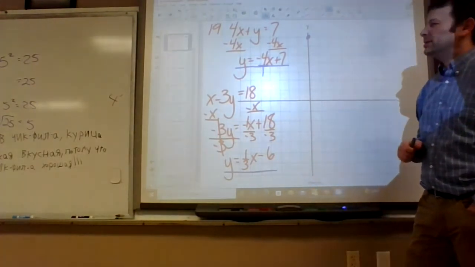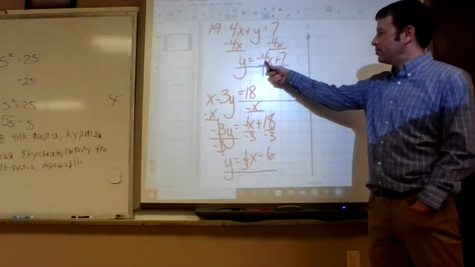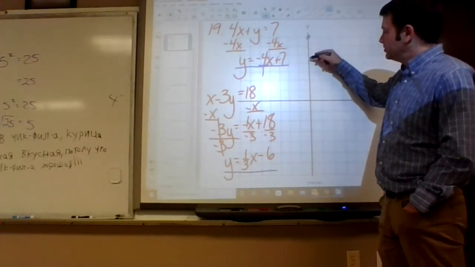Negative 4 is like a negative down, 4 over 1. So we're going to go rise negative 4, run 1. 1, 2, 3, 4, 1.